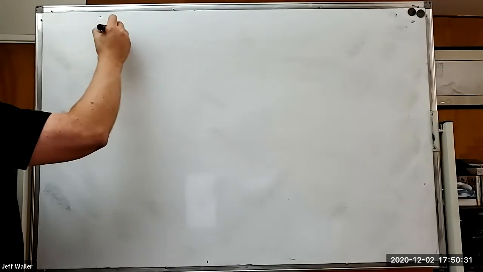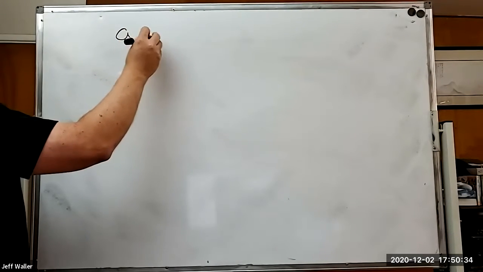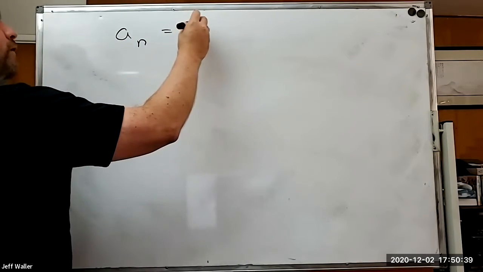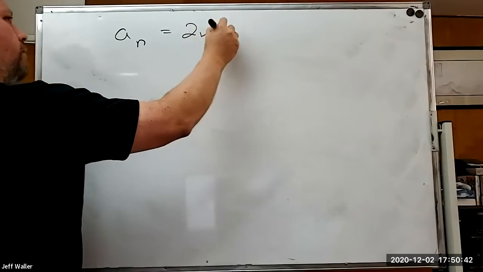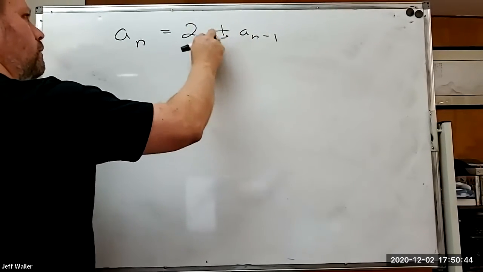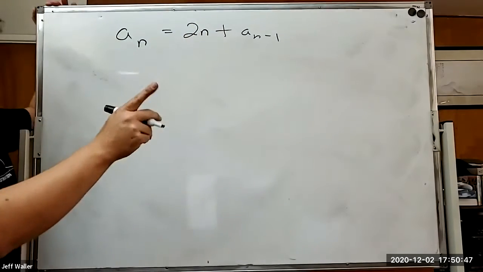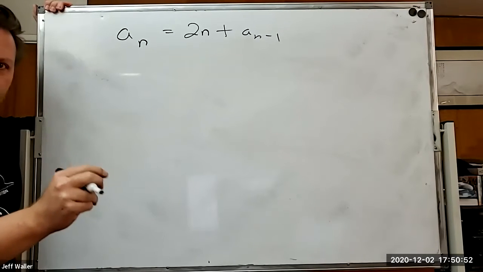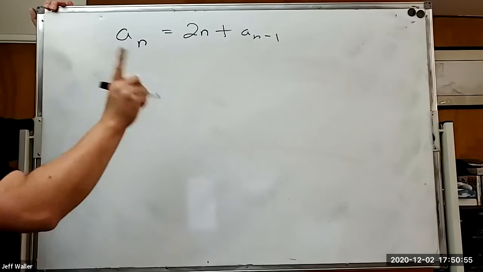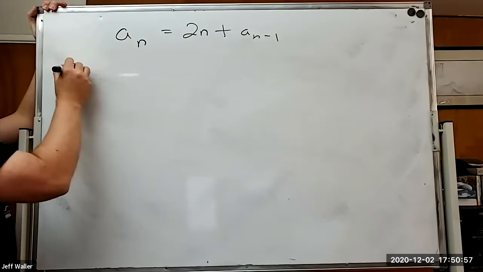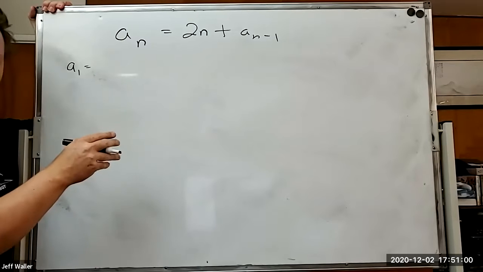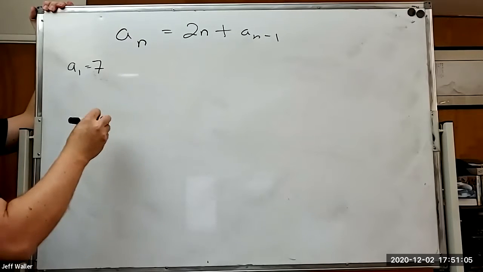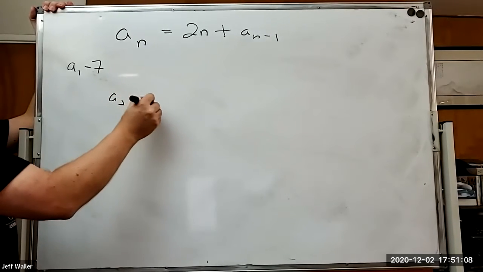Stop it. All right, so what if I had a definition like this? AN equals 2n plus AN minus 1. How many seeds do I need? Such a weird question. You didn't think I would ever ask you this in this class. How many seeds do I need? I need 1 seed. I need to know what A1 is to get this started, right? So if I say A1 is 7, can you come up with the next 3? What's A2? What's A3? What's A4?